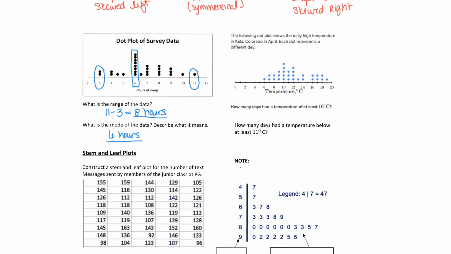All right, let's do one more. It says the following dot plot shows the daily high temperature of Katz, Colorado in April. Each dot represents a different day. So notice these are temperatures in degrees Celsius. How many days had a temperature of at least, that's important, at least 16 degrees Celsius? So if I'm looking at least, I'm looking at 16, 17, 18, and 19. I want to make sure I include all of those. So it looks like there are 7 days, according to this dot plot.